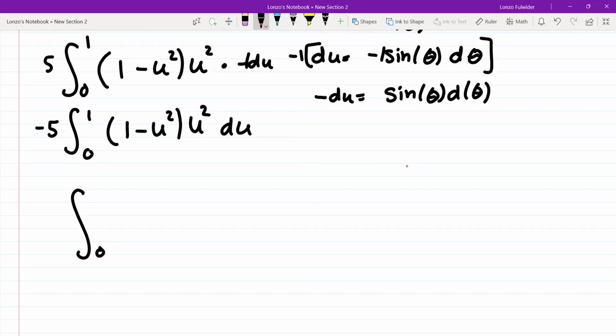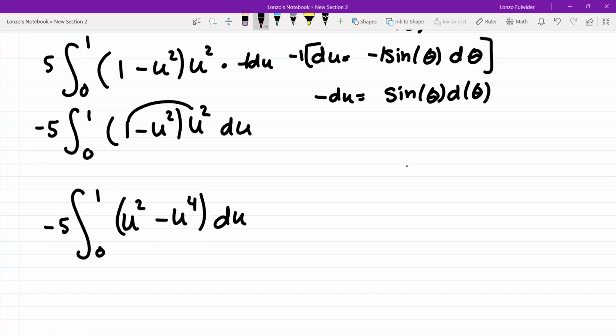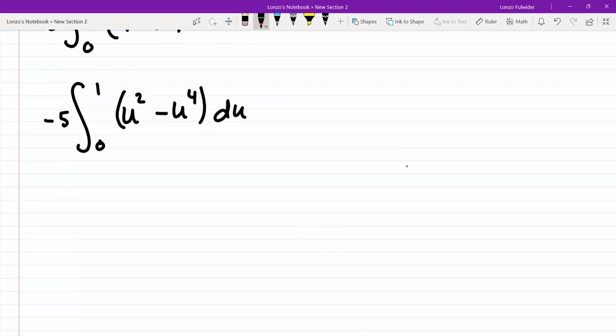And then you have 0 to 1, and then you have -5. And then what you're going to do is FOIL out this 1. So this is going to be u squared, and then this would be minus u to the 4th du. And then just take the integration of each of these.